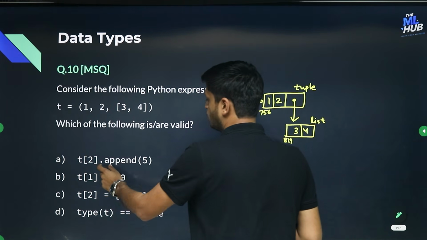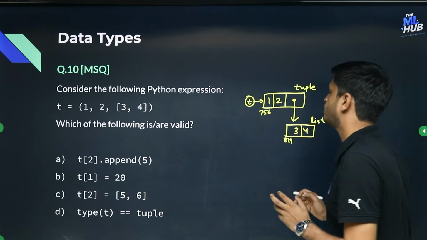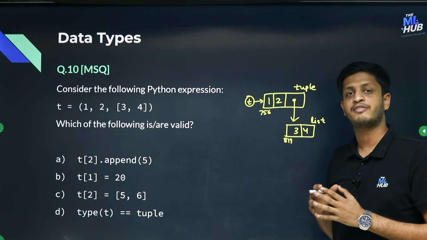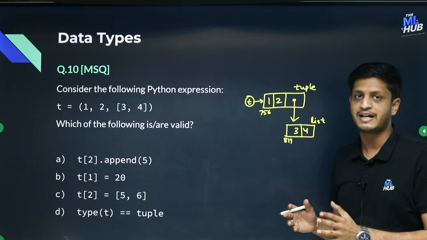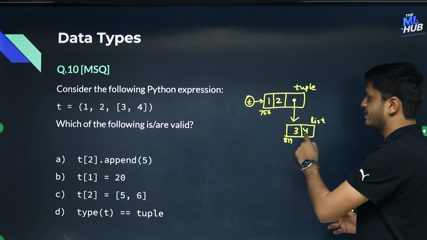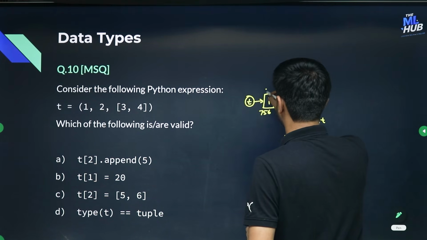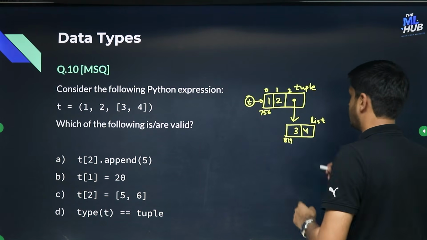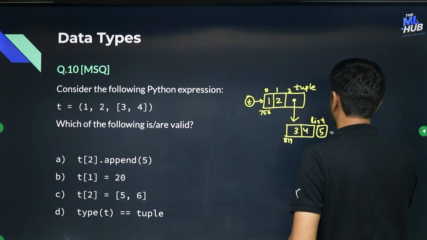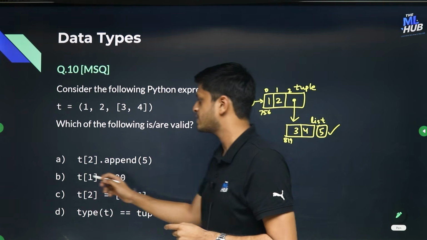Now we are doing t2.append(5). Although tuples are immutable, if there is a mutable object present inside a tuple, then that mutable object can change. Here this mutable object is a list. So when you say t[2], the indices are 0, 1 and 2, so t[2] is this list and you can append an element 5 in this list. This is allowed. So this is a valid operation.